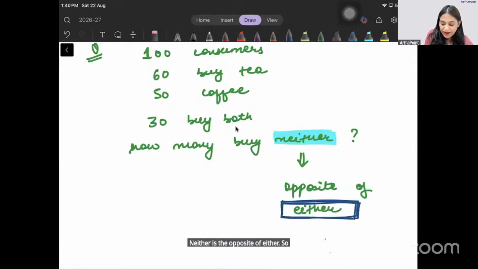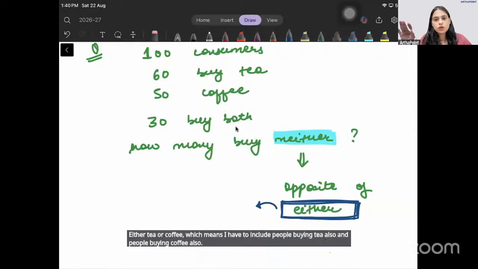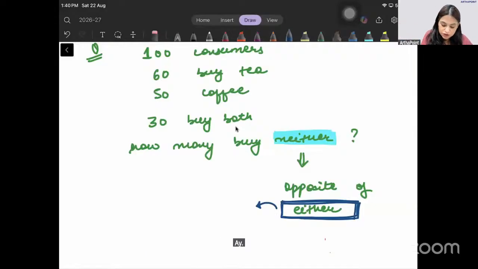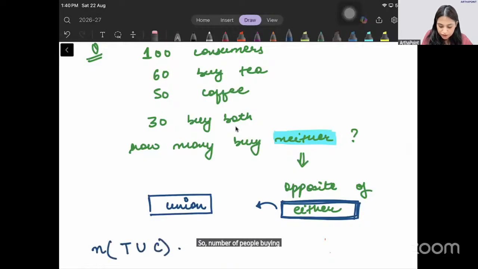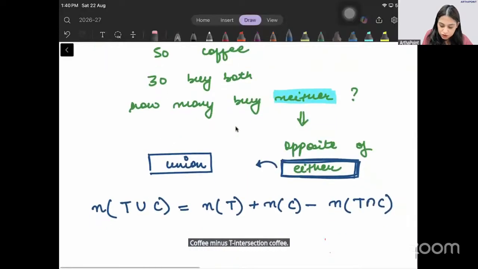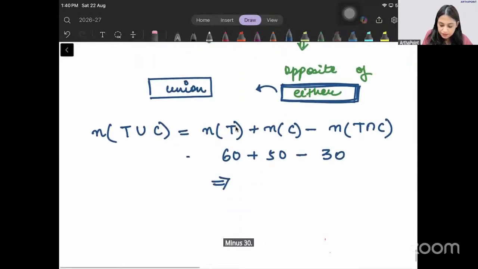So first I need to find who buy either. Either means ya chai ya coffee. Ya means or. Either tea or coffee, which means I have to include people buying tea also and people buying coffee also. दोनों को ही include करके चलना है. Right? So it means I have to find union. So number of people buying tea union coffee will be people buying tea, coffee minus tea intersection coffee. So 60 plus 50 minus 30. So 110 minus 30, so 80.